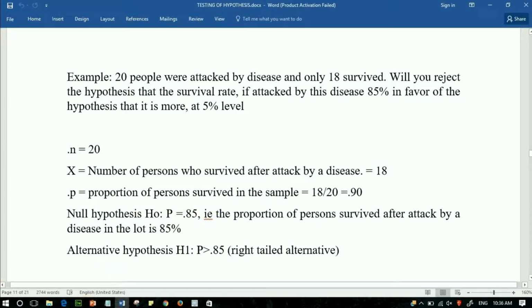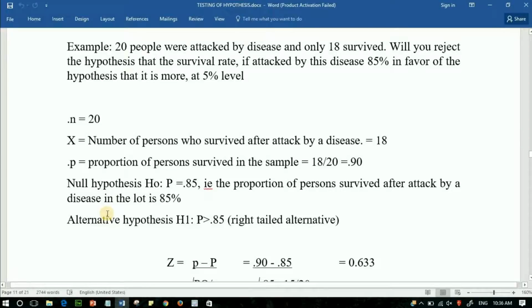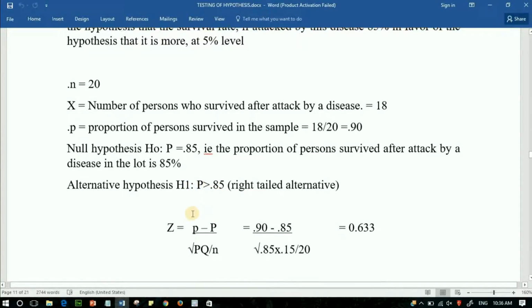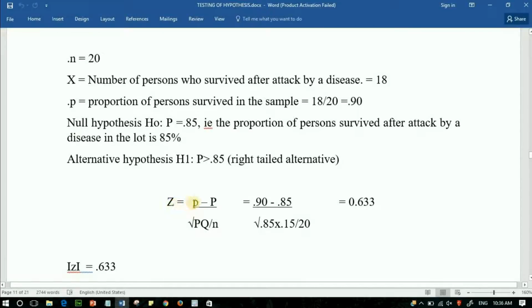That is the proportion of persons survived after attack by a disease, which is 85%. So the alternative is greater than, because the sample favors the hypothesis, it is more. In the alternative you have to take H1 such that it is more, that is p greater than 0.85. So we are using a right tail alternative. Then the statistic z is equal to p minus P divided by square root of PQ by n.